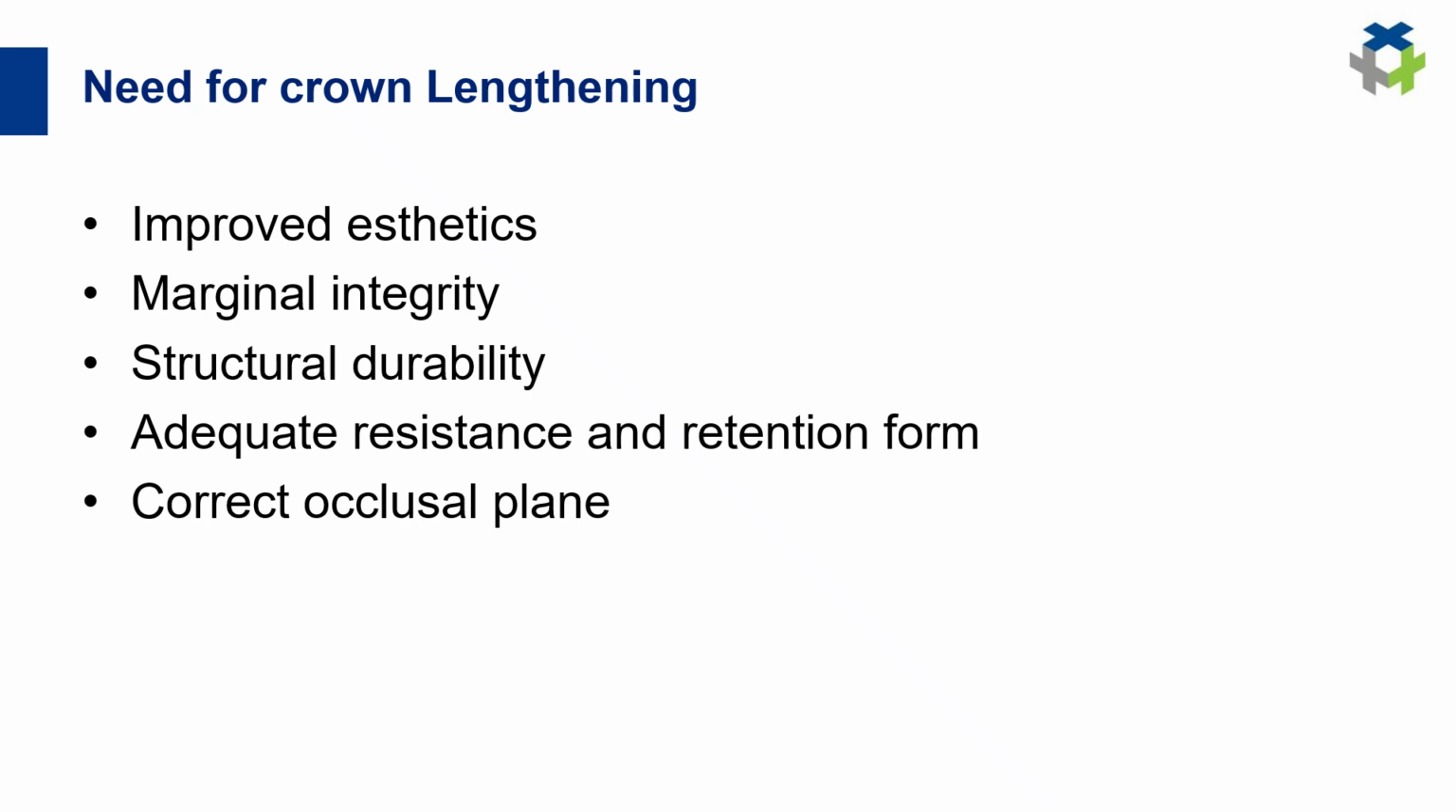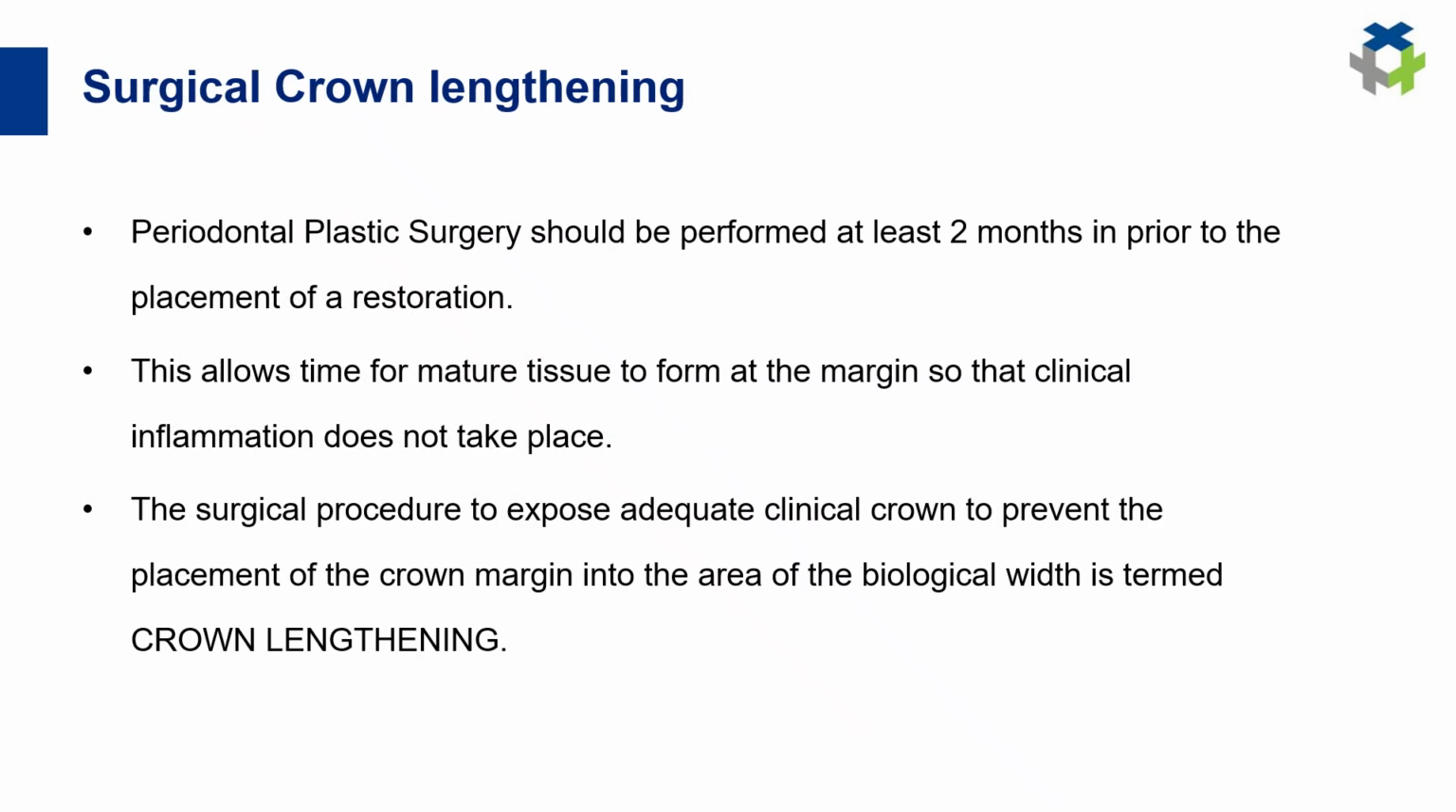The need for crown lengthening is to improve the aesthetics, to provide sufficient margin for structural durability, to provide sufficient resistance and retention form, and sometimes also to correct the occlusal plane. The crown lengthening can be done by a surgical method. This is a periodontal procedure and it should be performed at least 2 months prior to the placement of a crown or a restoration.